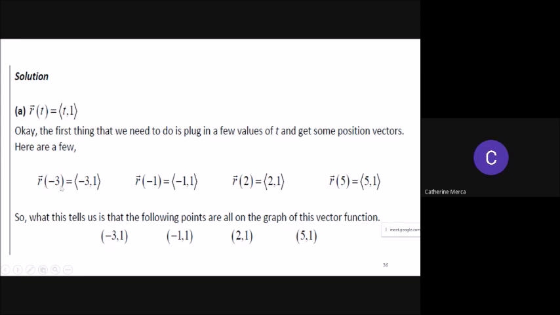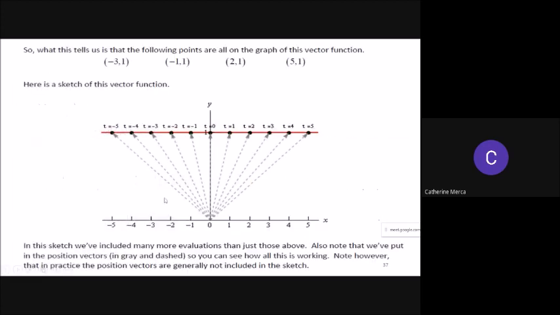So R at negative 3, you will have negative 3, 1. At t, whatever your t is, it's still 1. R at negative 1, still have that 1. I have 2. Basta, constant kasi yung 1 doon sa second component. Constant daw siya. So what this tells us is that the following points are all on the graph of this vector function. Nakita na ninyo ito before. Ito yung itsura, ito yung diniscuss natin. Diba? So that's how it looks like.